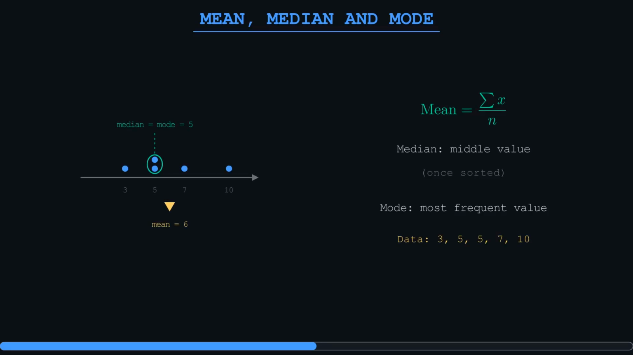The mean is the sum of all values divided by how many values there are. The median is the middle value once the data is sorted. The mode is the value that appears most often. For the dataset 3, 5, 5, 7, 10, the mean is 6, the median is 5, and the mode is also 5, since it appears twice.